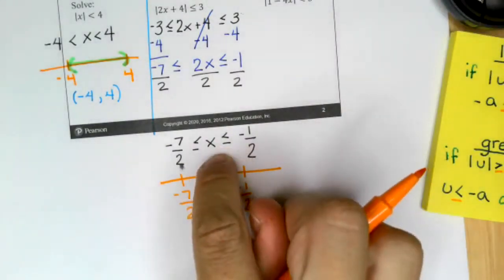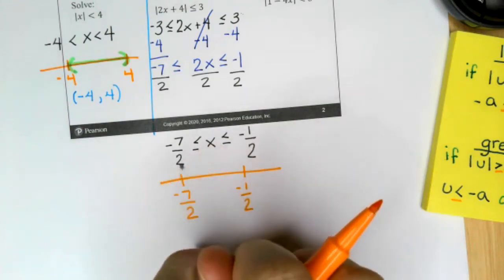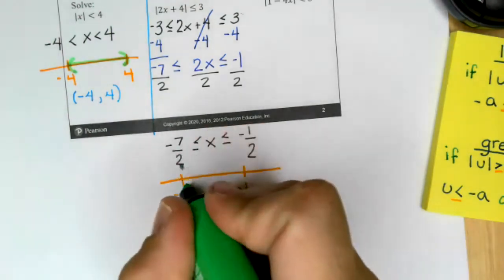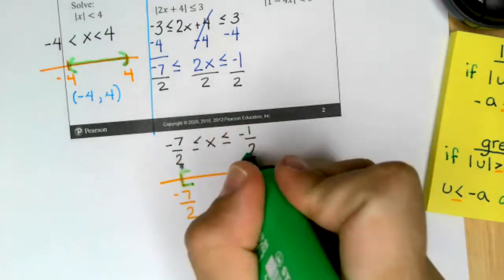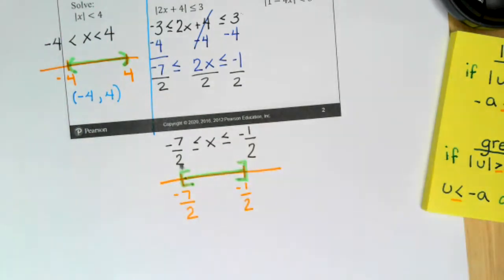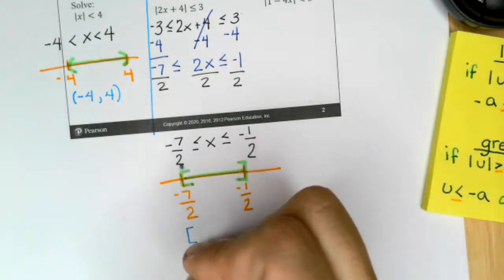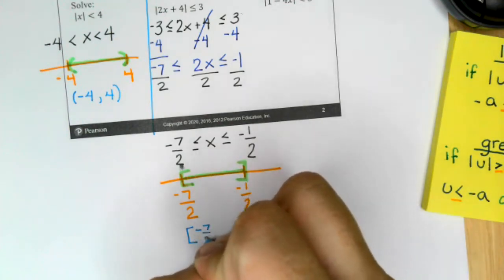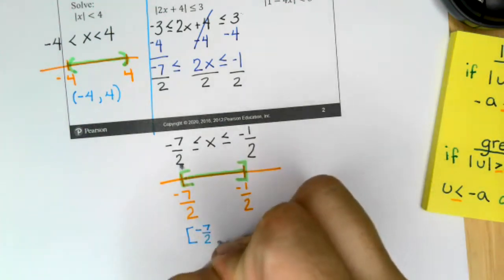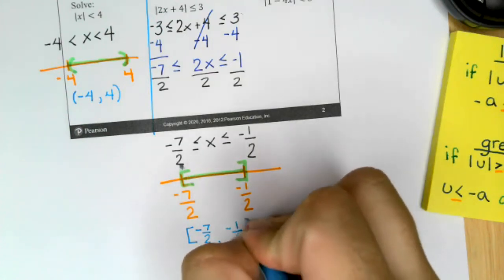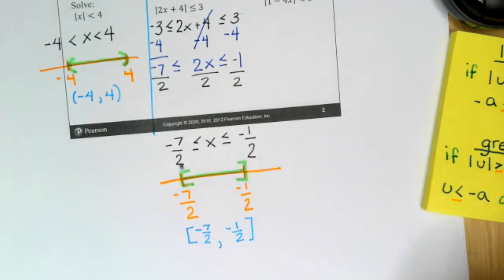All right, so x is between them, right? X is bigger than this one. X is smaller than this one. But these get brackets because of the equal sign. So that's how I would graph it. And then based on that, interval notation would have a bracket. Tell me where it starts. It starts at -7/2 and includes it, and it ends at -1/2 and includes it.